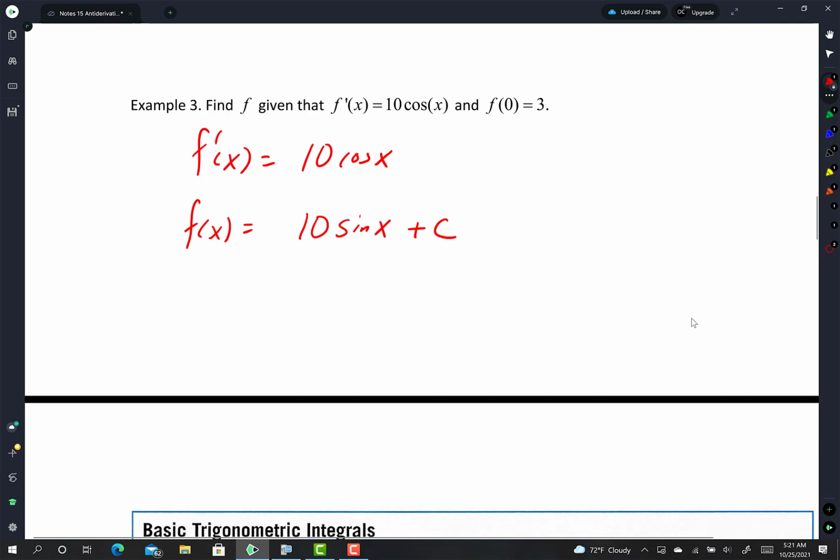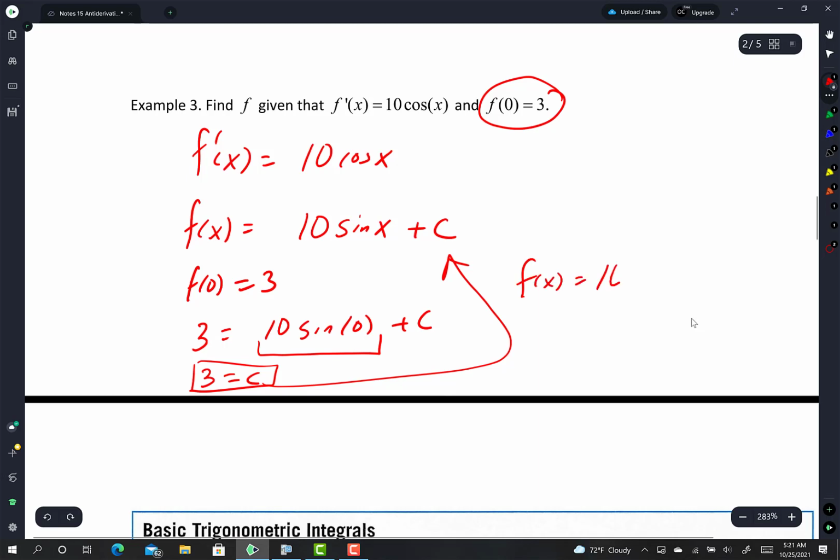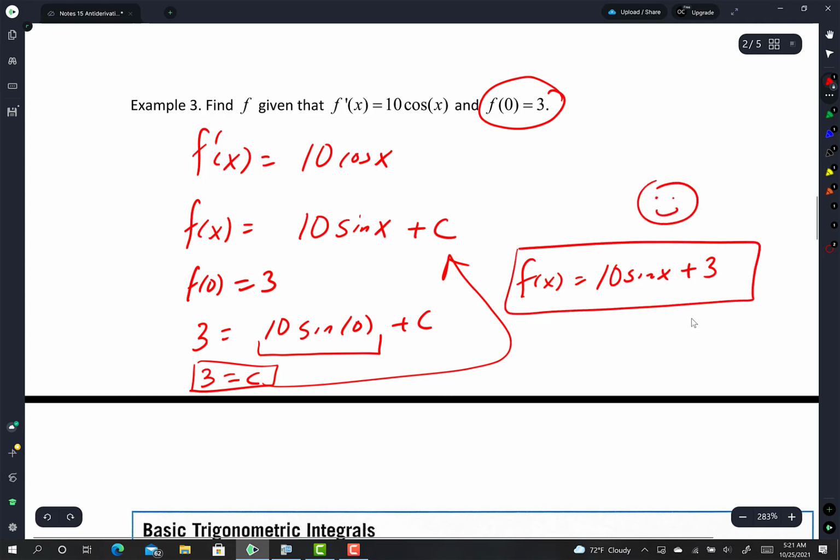And then they tell you f of 0 equals 3. So f of 0 equals 3. So let's see. 3 equals tan sine 0 plus c. And a little bit of pre-calc, guys, not extreme. Sine 0 is 0, so that means 3 equals c. Now once I know what that is, I can just plug that in right there. So my function is literally just tan sine x plus 3. What do you guys think? Not that bad, right?